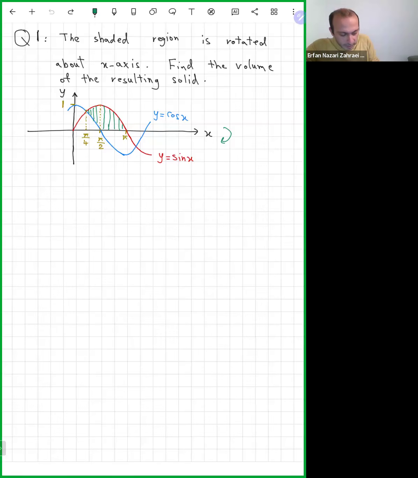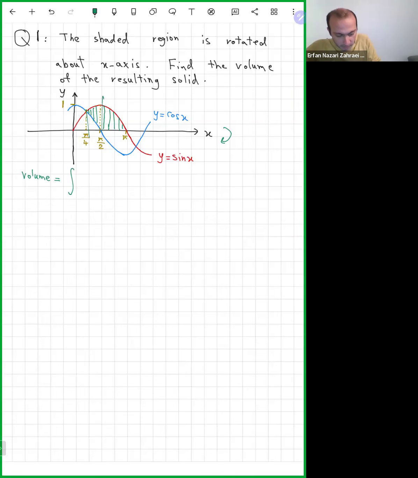First, to set up the integral for the volume, I should rotate about the x-axis, so I need to do cross sections perpendicular to the x-axis. These cross sections for this green region start from here and end here. But from here up to here, the cross section is trapped between the red curve and the blue curve, and after that, it's just between the red curve and the x-axis. So I need to divide the integral into two pieces.